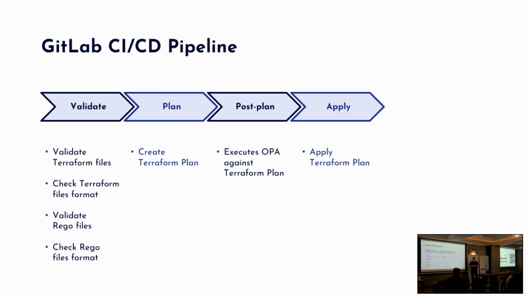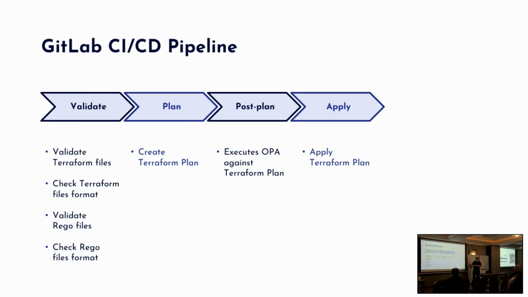We will use a GitLab CI/CD pipeline. We will use 4 stages in our pipeline: validate, plan, post-plan, and apply. Plan and post-plan are Terraform terminology. So Terraform plan, and what next we need to do with our plan. In validate, we will use the Terraform CLI, the Terraform Infrastructure as Code tool, to validate Terraform files and to check Terraform file format. So we can expect the same format for all our Terraform files. And we will use the OPA CLI to validate Rego files. So Rego is our policies for OPA, and check Rego file format. So we can expect the same format for all our policies.